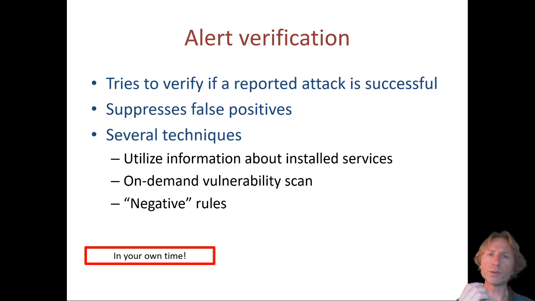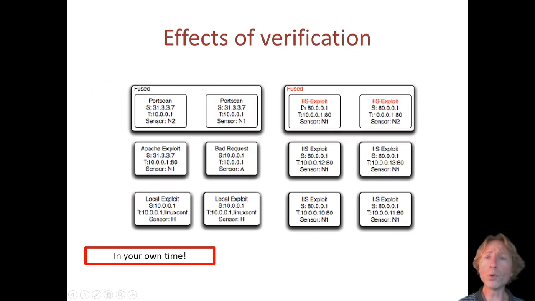Now what we're going to do is to see if we can verify the alerts. There may be a pattern of an attack that we detected in the network, but maybe it's not relevant for our service. Maybe the pattern is for a version of IIS or web server or some other server that we don't even run. So what we can do is see whether or not this might be relevant for us. Using information about which services are installed or doing an on-demand vulnerability scan or some other things, we can maybe rule out one particular alert which we already aggregated, which we already fused together.